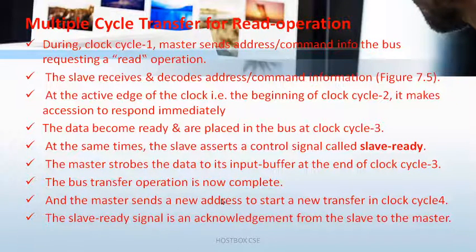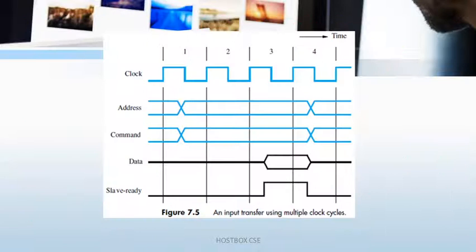Then the master sends a new address to start a new transfer in clock cycle 4. At last, the slave ready signal is an acknowledgement from the slave to the master here. So simple and easy. We are using the clock signal 1, 2, 3, 4 and so on here. See, this is clock signal 1, clock signal 2, clock signal 3 and clock signal 4 and so on. Here master, slave.